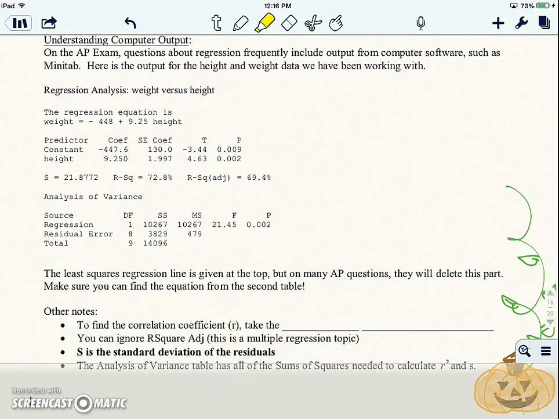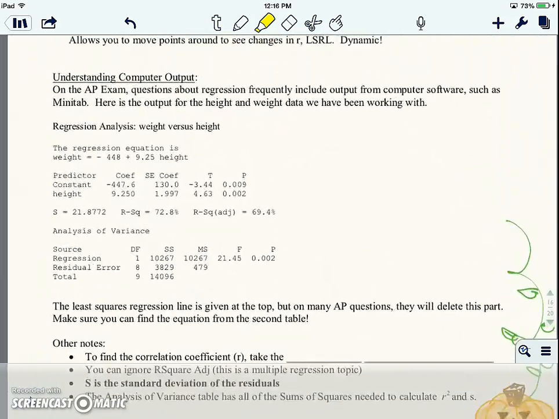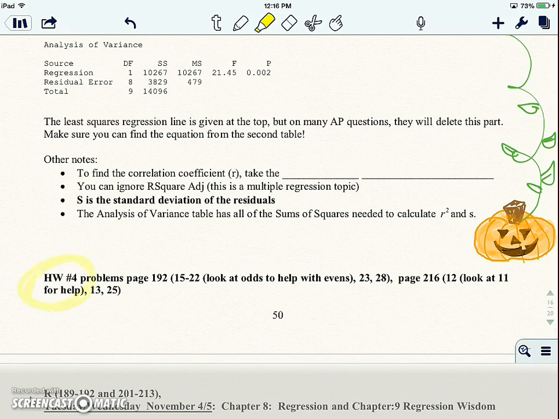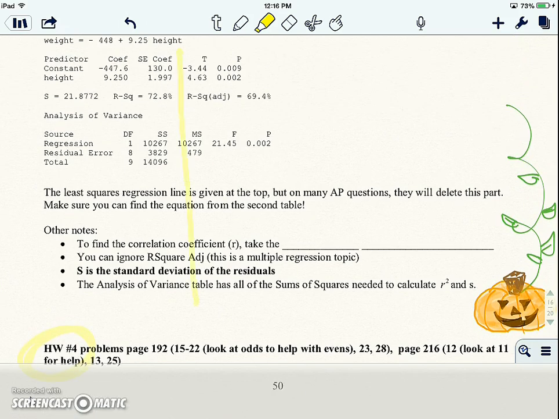Finally, understanding computer output. Okay, it looks like I am running out of time, so we will start homework 4 in class and finish this part of the notes.